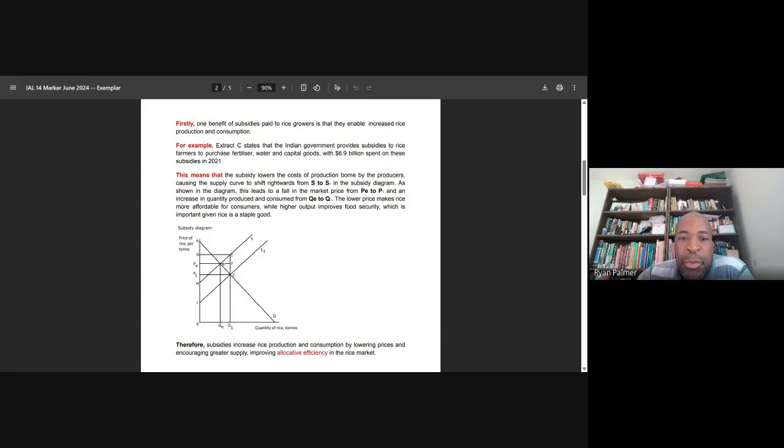Continuing, the lower price makes rice more affordable for consumers, while higher output improves food security, which is important given that rice is a staple good. All right. So we have benefit to consumer, benefit to producer in the form of high output of rice production. And then now our concluding link, therefore, subsidies increase rice production and consumption by lowering prices and encouraging greater supply, improving allocative efficiency in the rice market.